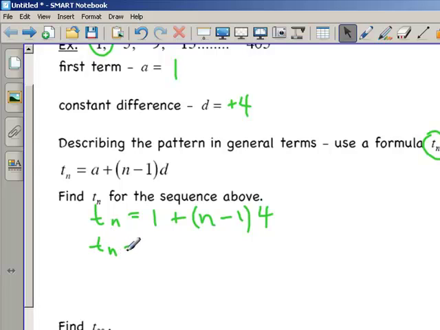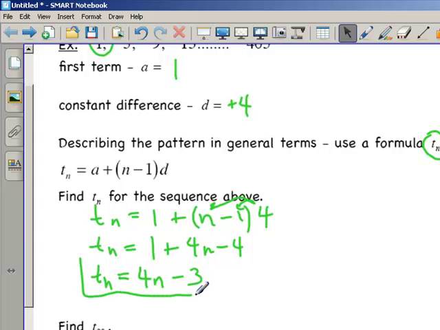So term n here, we've got 1 plus 4 times n minus 1, and we can simplify this a little bit by taking the 4 and using the distributive law and multiplying it in. So we end up with 4n minus 4. And again, we can simplify it further because there are some like terms here, 1 and negative 4. To make it look pretty, I'm going to put the 4n first and then subtract 3 here. So there's our general term. Tn is equal to 4n minus 3.